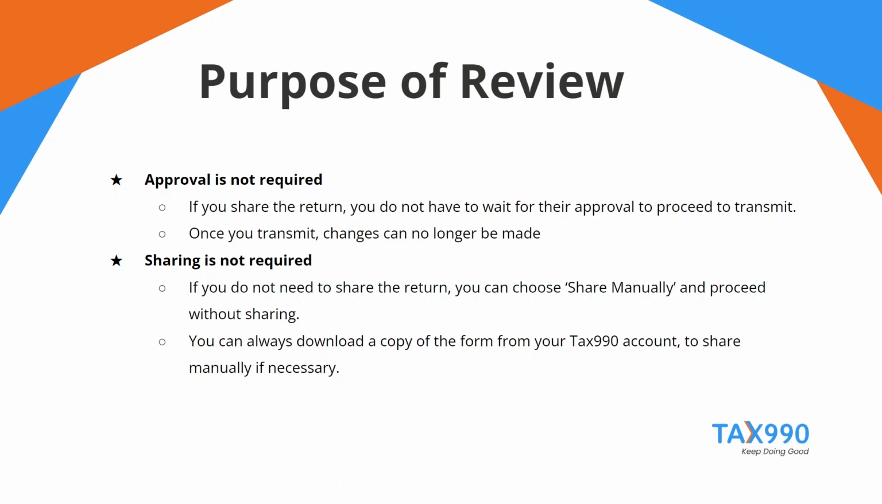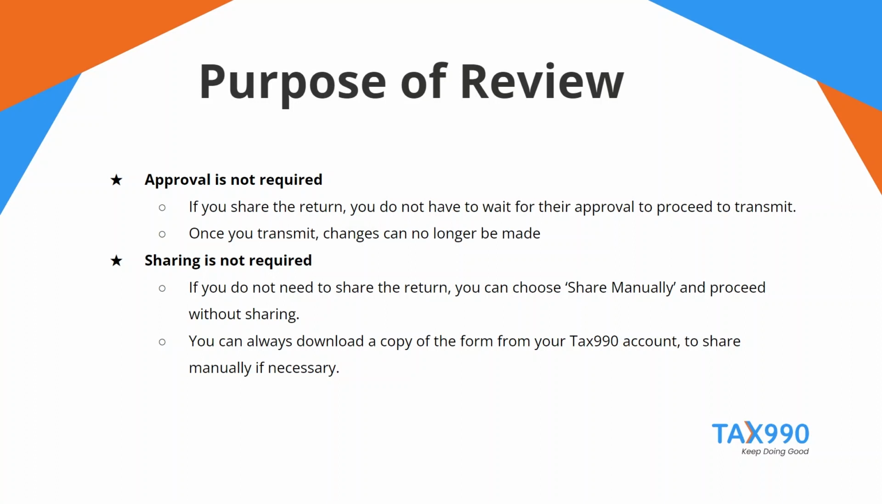It's just a feature that allows you to get that approval prior to filing if you want to. But keep in mind, once you transmit the return, changes can no longer be made to the form. So if you're waiting on an approval from one of your reviewers and you go ahead and transmit and that final approver leaves a comment, you can't go back and change anything on the form. So once it's transmitted, changes can no longer be made, but you can proceed with transmitting without all of your reviewers successfully approving the form.